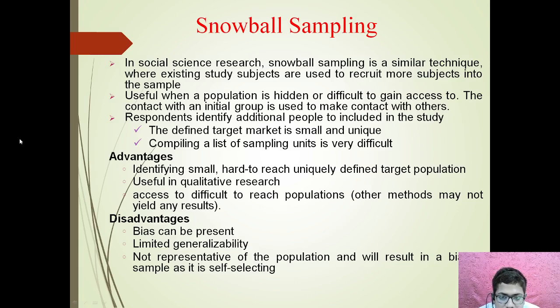But the advantages are identifying small, hard to reach, uniquely defined target populations, useful in qualitative research, access to difficult to reach populations. That is easy to reach the members who are involved in the productions. But different biases can be present, limited generality, not representative of the population, resulting in a biased sample. Whereas in snowball sampling, we will define the target model which is small and unique. Thank you.